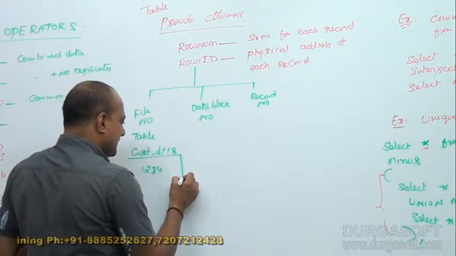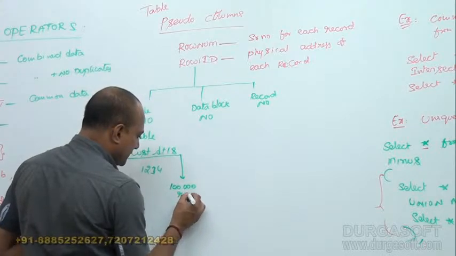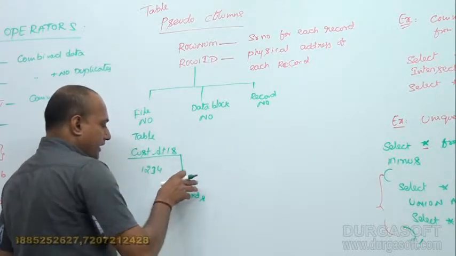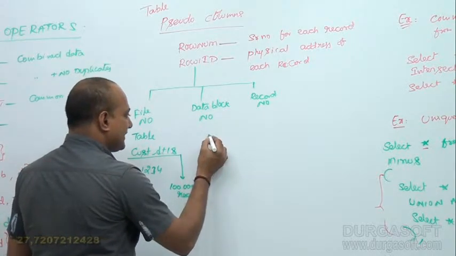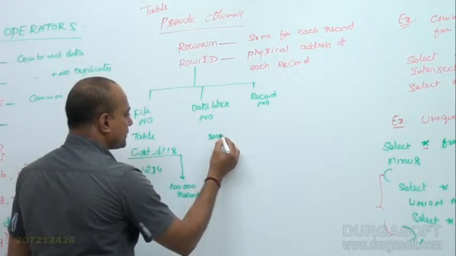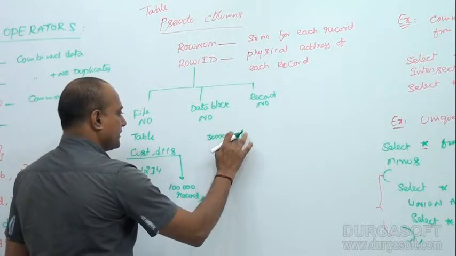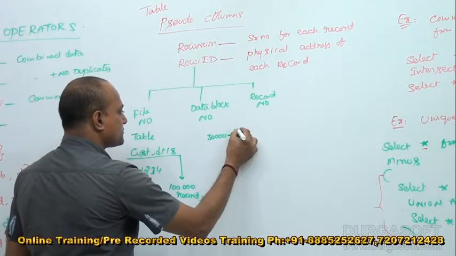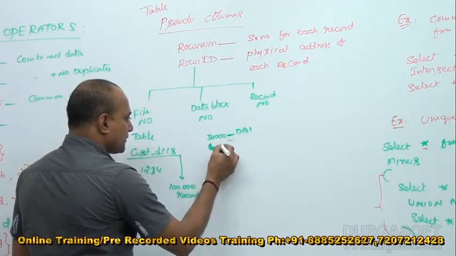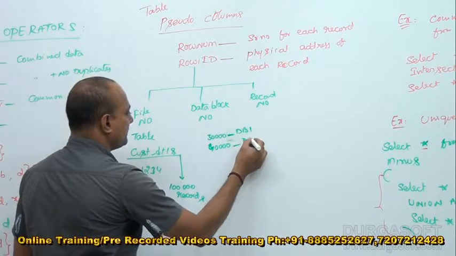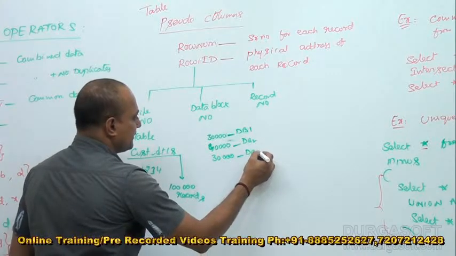In this customer details table, let us assume 1 lakh records are there. A group of records is saved under data blocks. Let us assume 30,000 records are saved under data block 1, DB1. Let me write it properly. 30,000 records are saved under data block 1, the next 40,000 records are saved under another data block, DB2, and the remaining 30,000 records are saved under DB3.